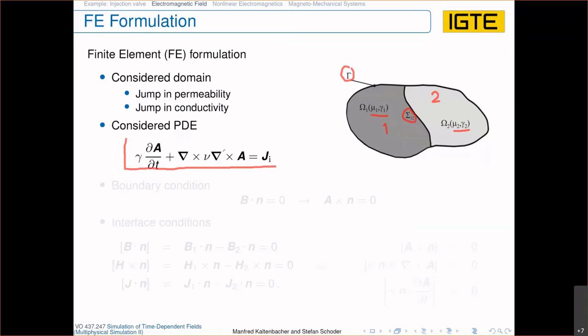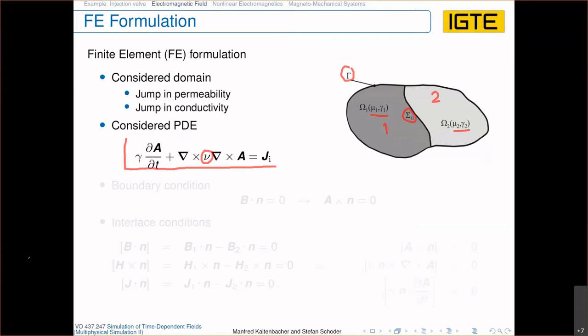We have our so-called curl operator, where I use now the reluctivity, and we know that the reluctivity more or less is a function of space, as we see here. It could be constant within a subdomain, but has a totally different value within another subdomain. And especially for ferromagnetic materials, it will be a non-linear function depending on the curl of the magnetic vector potential, so depending on B, our magnetic flux density.